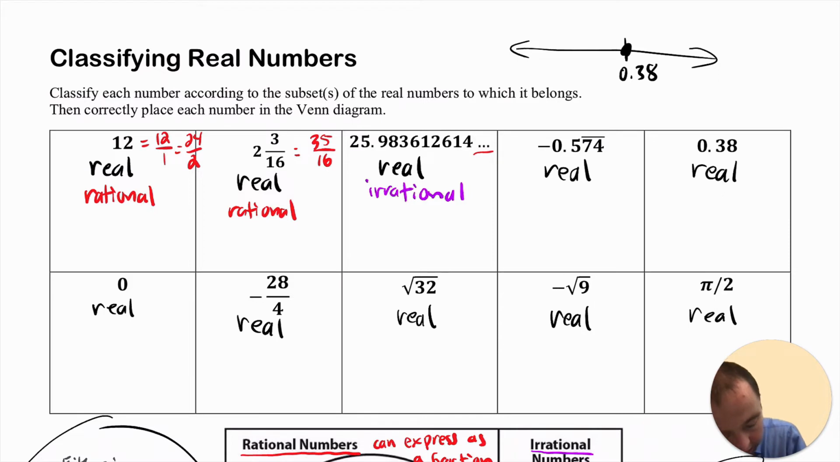So there is that repeating sequence there, so there is a way that you would be able to write this decimal number as a fraction somehow. So it's got that repeating sequence, it's going to be rational.